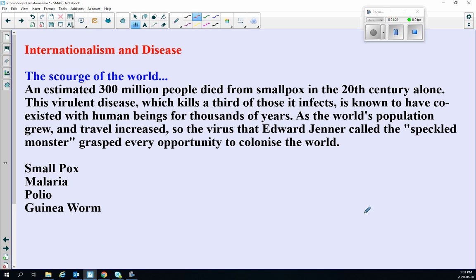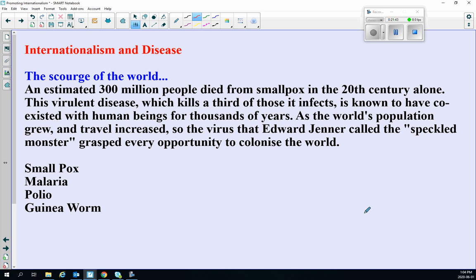But very quickly, smallpox has been around for thousands of years. It has killed millions of people worldwide. And you're going to watch a video on smallpox and the eradication of smallpox. The good news is it's a disease that has been eradicated. It's had an inoculation for decades now.